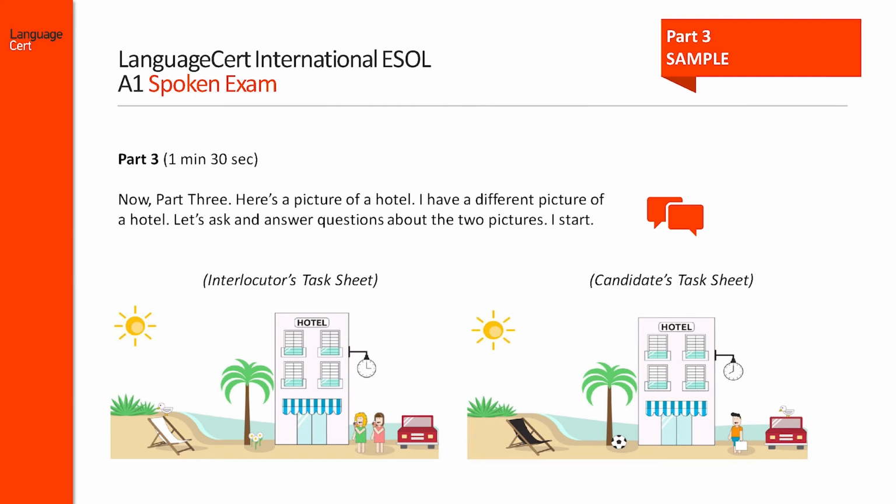Part 3. In the third part of the spoken exam, the candidate and the interlocutor exchange information to perform a communicative task. The candidate is asked to identify the similarities and differences between his or her picture and the interlocutor's picture by asking and answering questions. The duration of this part is 1 minute and a half.